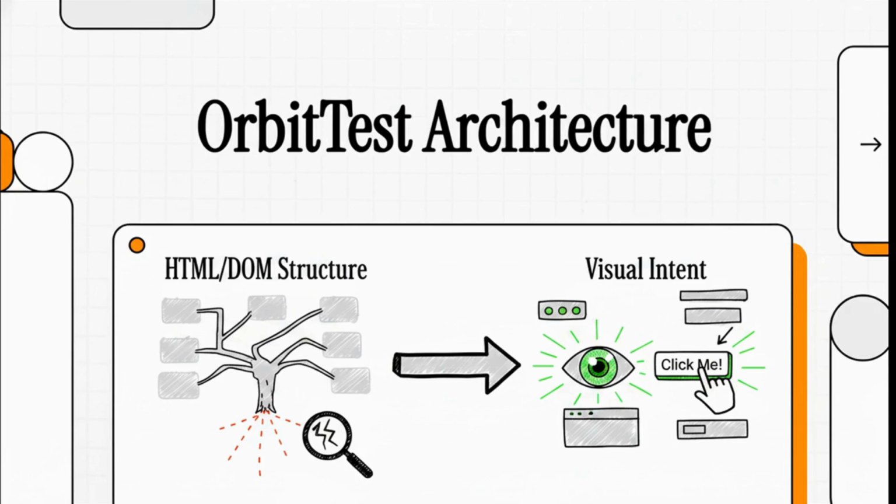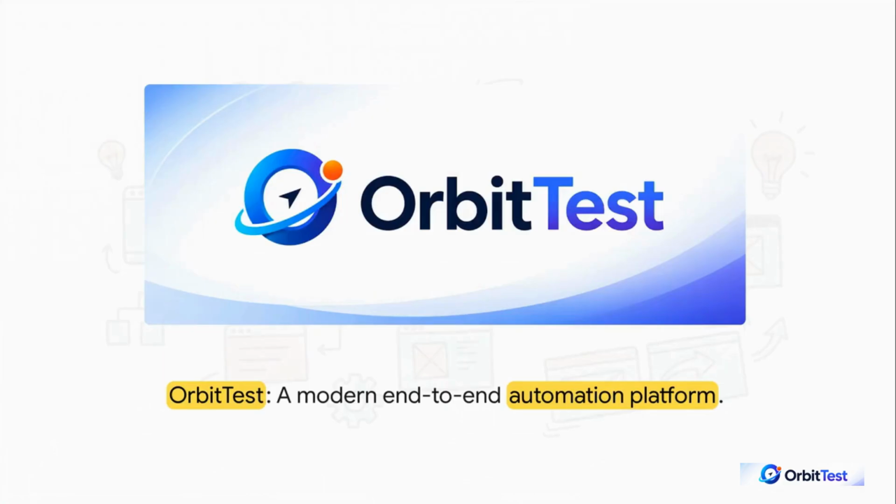Well, today, we're pulling back the curtain to see how OrbitTest solves this by shifting the whole paradigm away from structural testing and straight toward visual intent. Let's just dive right into this modern end-to-end platform. OrbitTest isn't just another simple test runner. No way. It's a fully modular ecosystem designed specifically to simplify how we write, execute, debug, and scale our tests. It brings together browser control, CI/CD orchestration, and some seriously smart visual diagnostics, all under one roof.